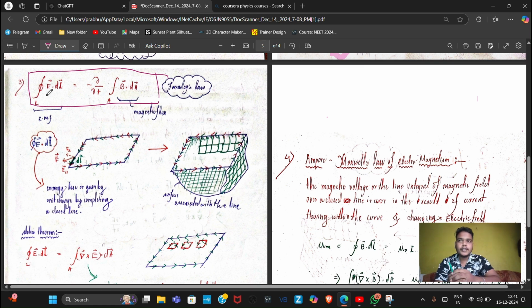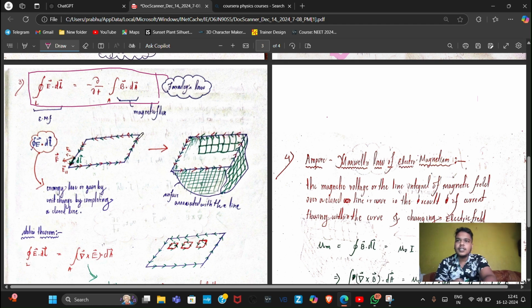Because electric field is nothing but electric force per unit charge, whenever we multiply it with the displacement, that is dl, we get potential energy, and potential energy per unit charge gives us EMF, or we can say the voltage.